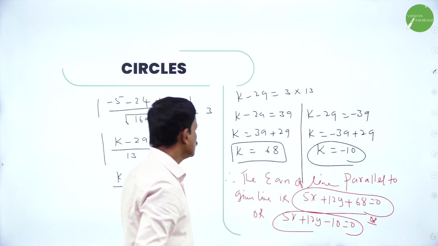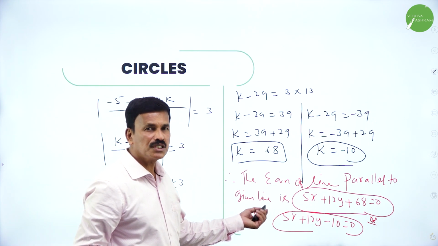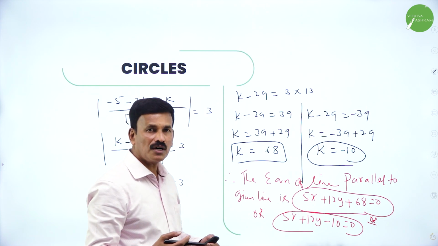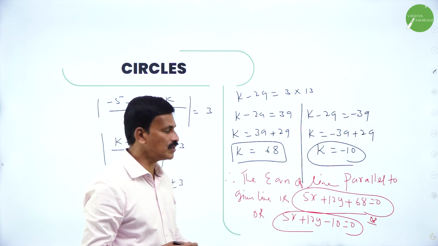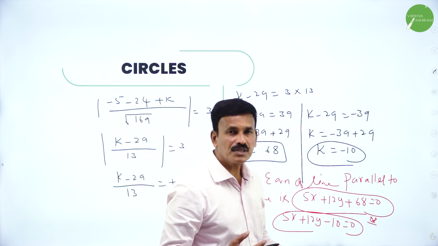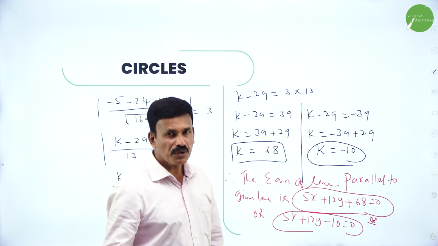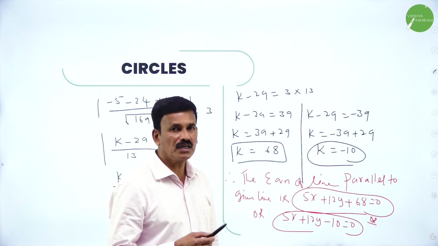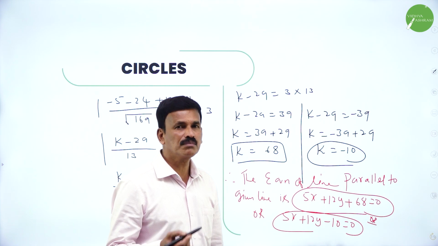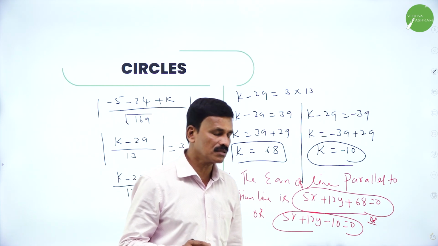So, therefore, the equation of the line parallel to the given line is 5x plus 12y plus 68 is equal to 0, or 5x plus 12y minus 10 is equal to 0. That's it. This is also very important for 5 marks. Hope you follow. This is how we are going to find the value of k whenever the given line is parallel to the given circle.